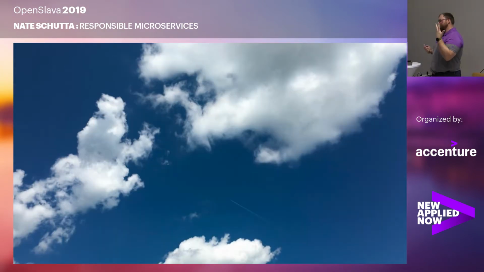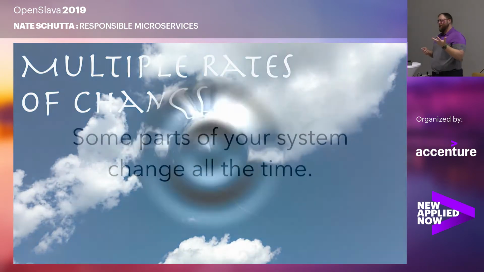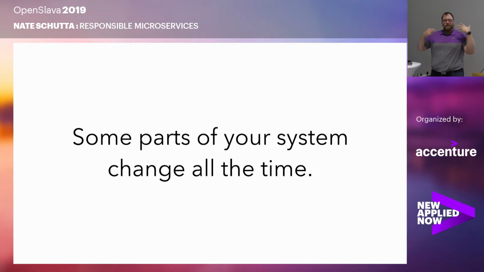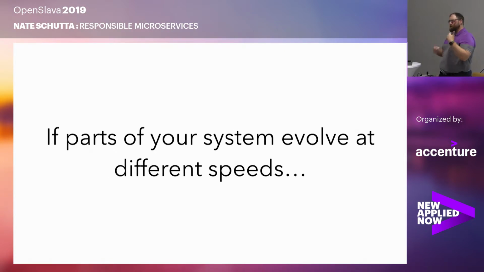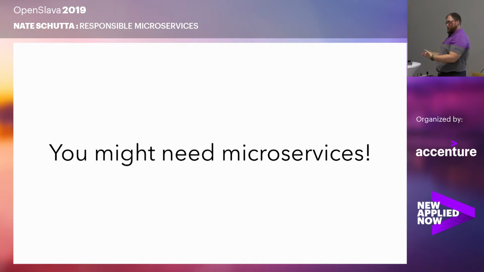So the first thing we look at is multiple rates of change. There's a pretty good chance that some parts of your system are changing all the time, and others haven't changed since the initial commit. So if you find yourself in a situation where parts of your system evolve at different speeds, microservices can help you here.